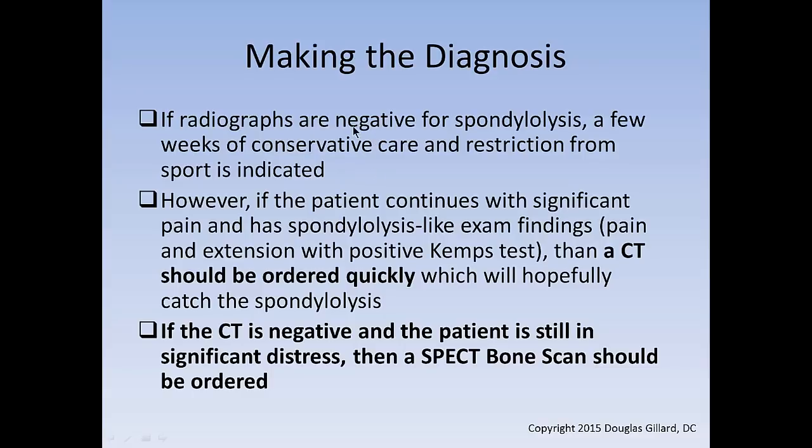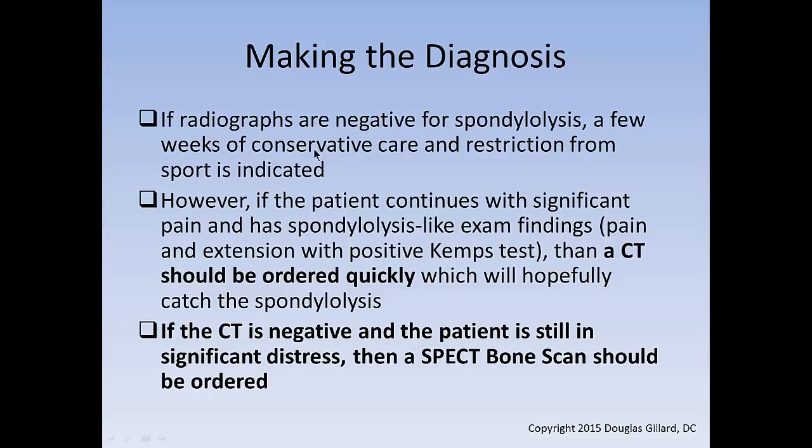Alright, so if the radiographs are negative for spondylo, a few weeks of conservative care and restriction from sport is indicated. However, if the patient continues with significant pain and has spondylo-like symptoms, what's that mean? Spondylolysis-like symptoms or exam findings. So that's pain on extension. Spondylos hate extension, so you could have a positive Kemp's test maybe, or just pain on pure extension.